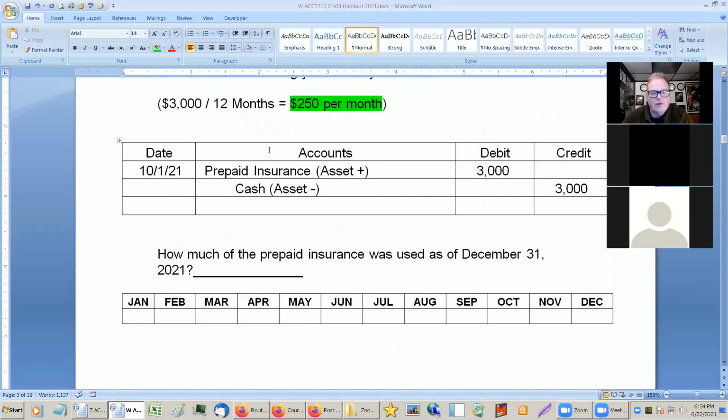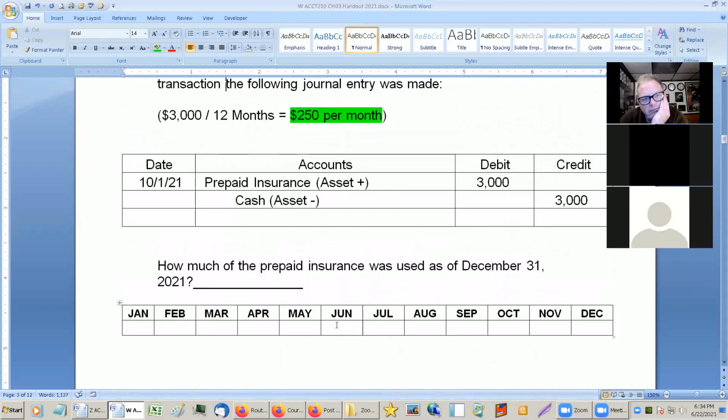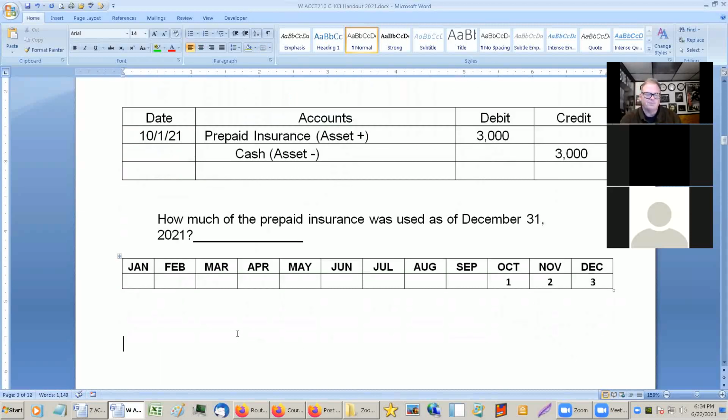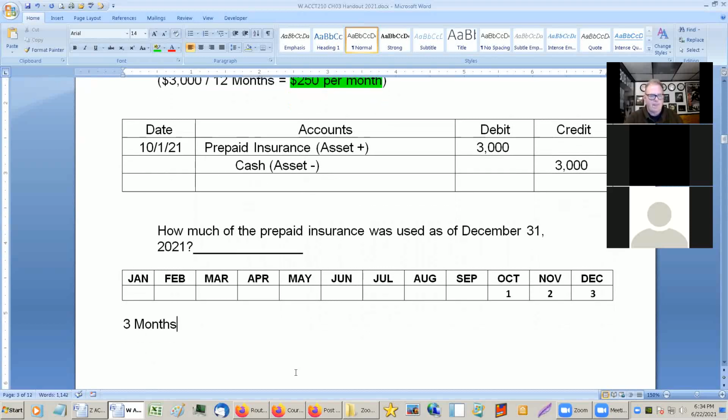How many months did they have it for? 3. Yeah, so October, so they had it for all of October. They bought it on October 1st. So they've used up 3 months of it. So 750. Yeah.